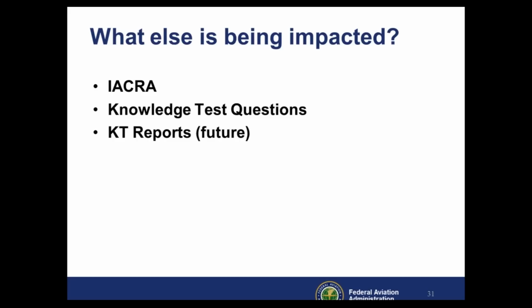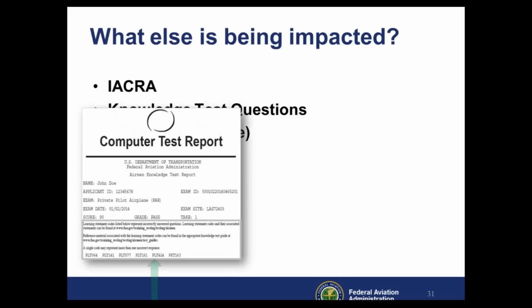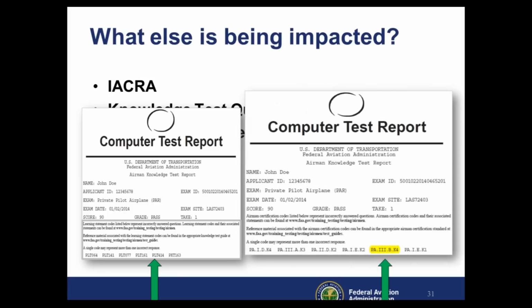Knowledge test reports are going to change in the future. I'm going to give you an example, and I think you'll be really excited about the change, especially the designees and flight instructors. This is what the current knowledge test report looks like. It has a PLT code. I've highlighted one of the PLT codes at the bottom, just like what we discussed. And then you have to go look at the learning statement guide and determine what that content actually means. And then you have to find a reasonable match in the ACS, and that's what gets included in the plan of action.